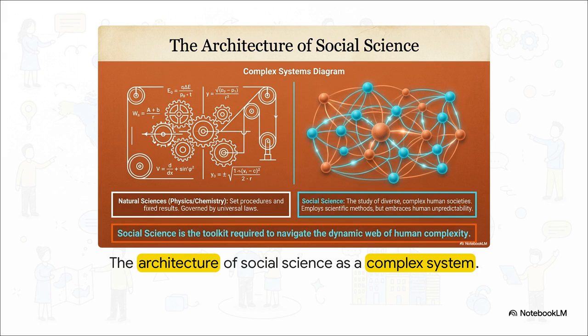But social science, that's entirely different. It's more like a glowing web of interconnected nodes. It absolutely uses scientific methods, for sure, but it embraces the beautiful, messy unpredictability of diverse human societies. Social science isn't just a bunch of academic theories. It's literally the essential toolkit we need to navigate the dynamic web of human complexity.